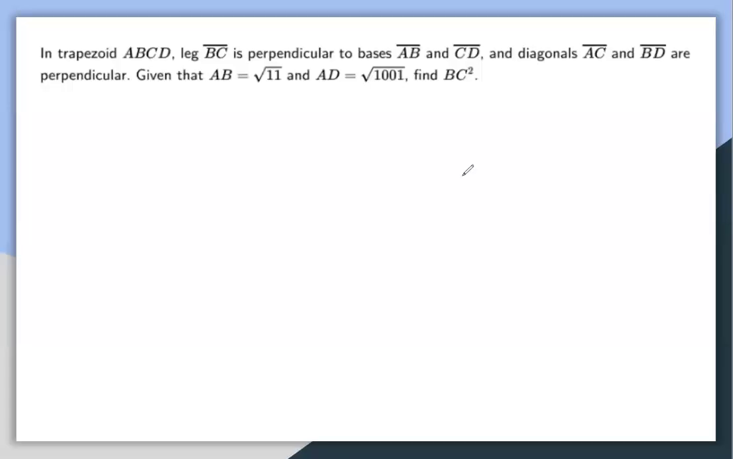Hello, once. So we have another AIME problem. This was number 8. Triples ABCD, like BC is perpendicular to the bases AB and CD, and then the diagonals are perpendicular as well. So we want to find BC squared.